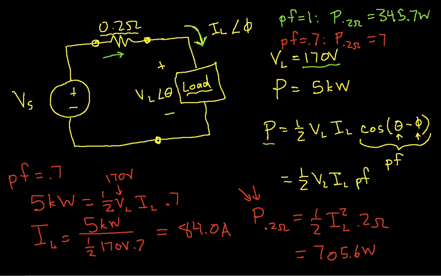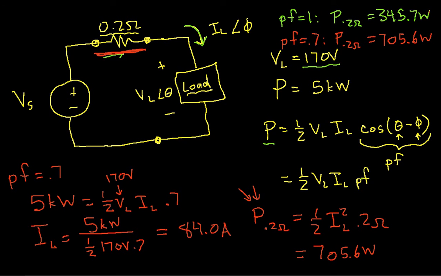So with a power factor of 0.7, our power in the 0.2 ohm resistor is 705.6 watts. It's almost double what our power is for a power factor of 1. So again, if you're the power company and your job is to deliver 5,000 watts to the load, you have to generate more electricity with a power factor of 0.7 than you do with a power factor of 1, because more of your power is going to be lost in transmission. So this is why utility companies really like to have power factors close to 1.